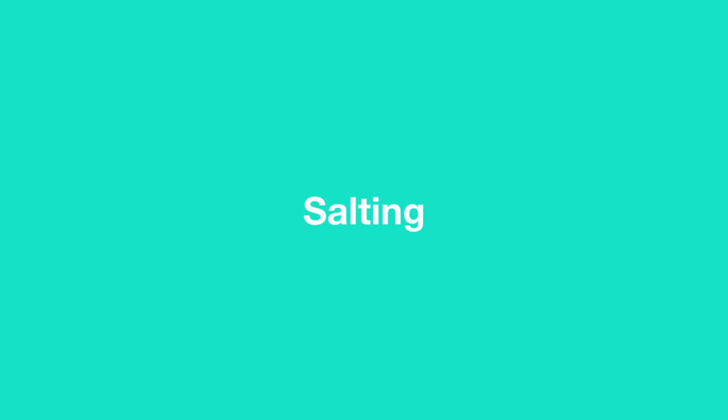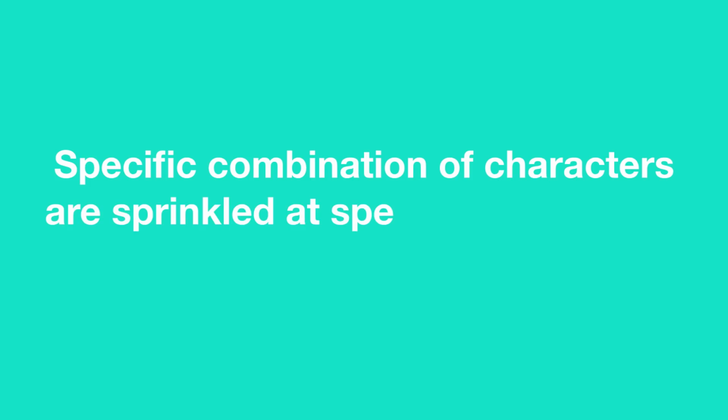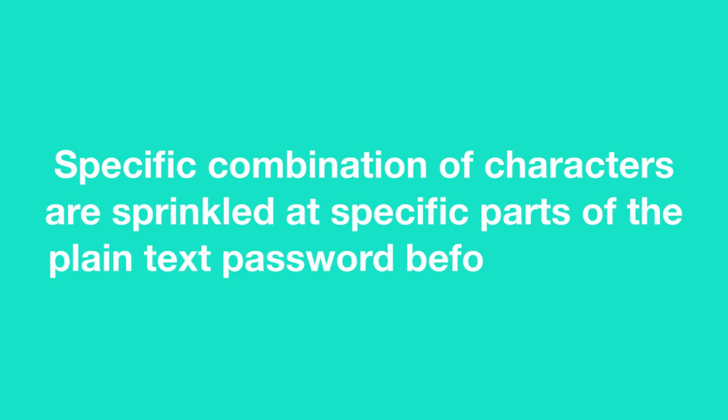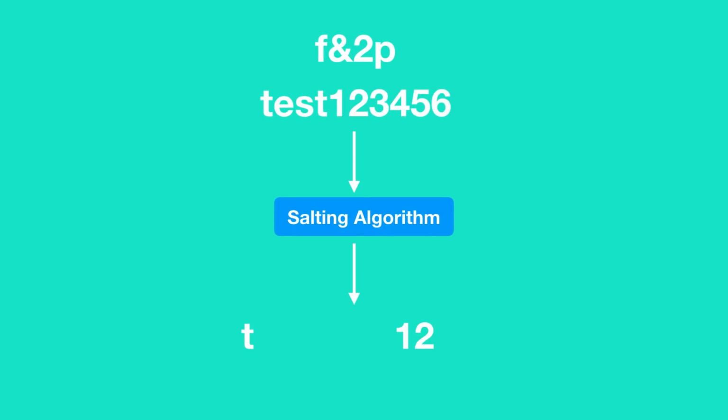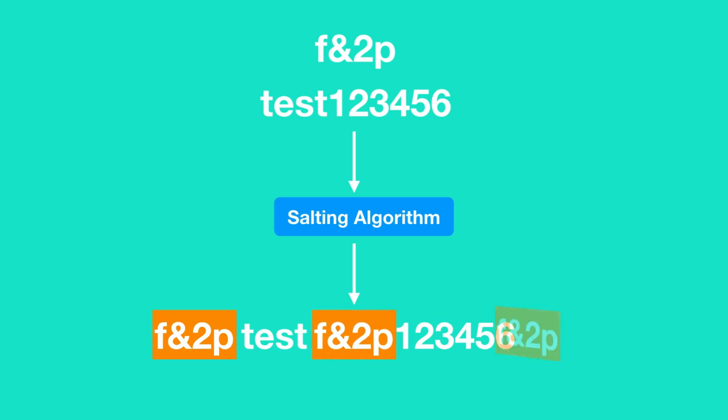A new technique called salting was introduced by security analysts to give hackers a hard time in cracking passwords. In this technique, a specific combination of characters is inserted at specific positions of the plain text password before hashing. Every company has its own salting algorithm and they don't make their salting algorithm public. For example, let's say Facebook's salting algorithm inserts a string f&2p at the beginning, after the third character, and at the end of the plain text password.